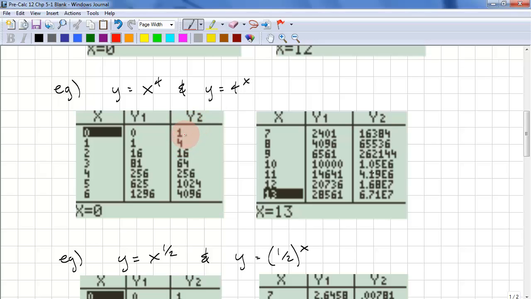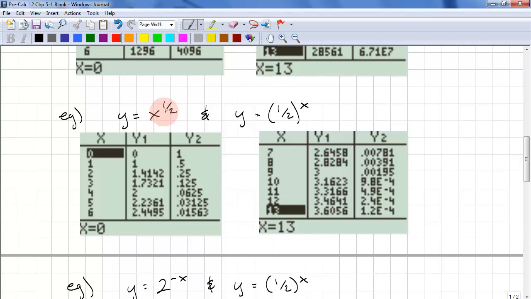Now, 4 to the power of 0 is 1. 4 to the power of 1 is 4. 4 to the power of 2 is 16. 4 to the power of 3 is 64. 4 to the power of 4 is 256. 4 to the power of 5 is 1024, and we can see that it's growing faster now. And when we get to 4 to the power of 13, we get an extremely large number. This is 67 million, while 13 to the power of 4 is only 28,561.